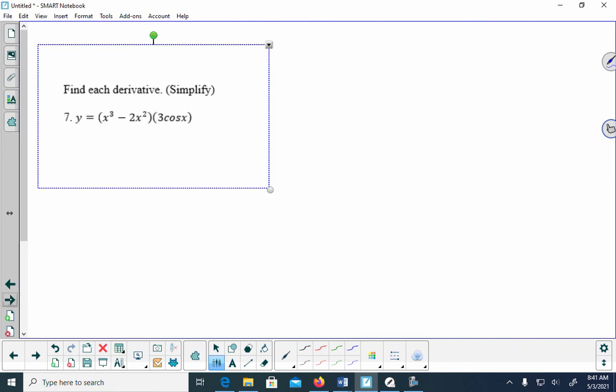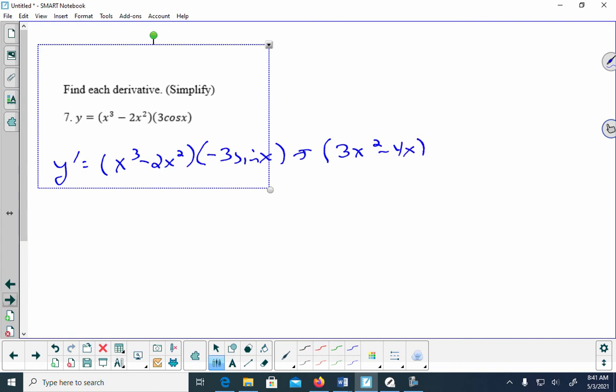Finding the derivative again, I am going to use the product rule. So I'm going to leave the x to the third minus 2x squared alone, taking the derivative of 3 cosine x. Well, that will be a negative 3 sine x, plus taking the derivative of this is going to be 3x squared minus 4x, and then leave the other one alone.